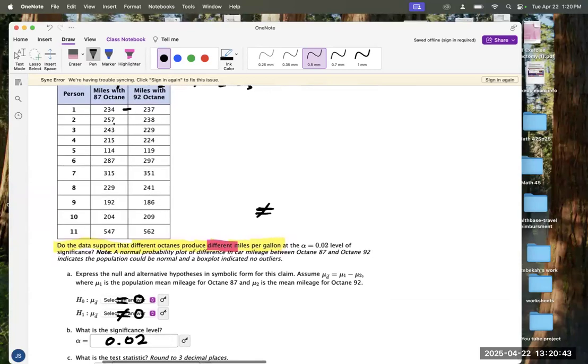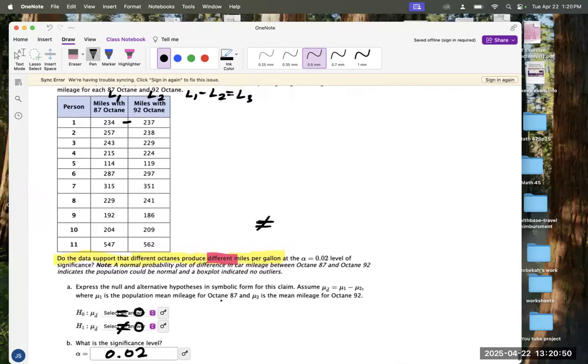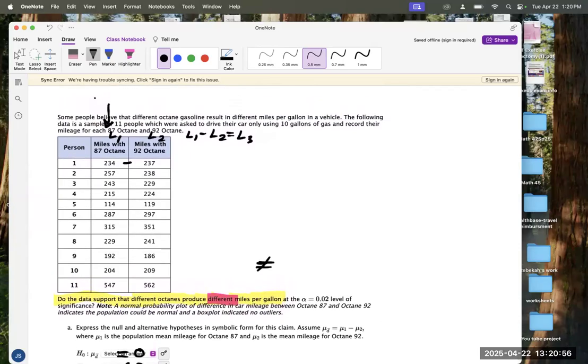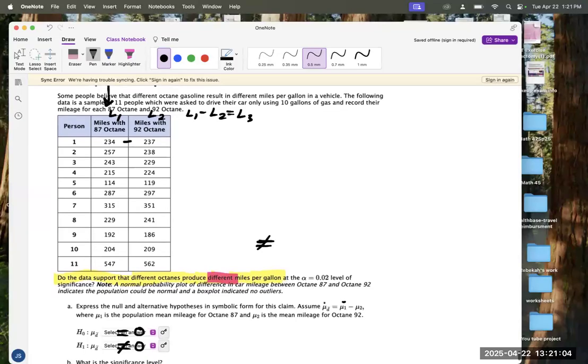They do want us to subtract the first population, which is the mileage for the 87 octane. So this is my first population. This first column is population 1, and the second column is population 2. And so they do want us to do sub 1 minus sub 2, meaning population 1 minus population 2. So that means we do need to do the octane 87 minus the octane 92.